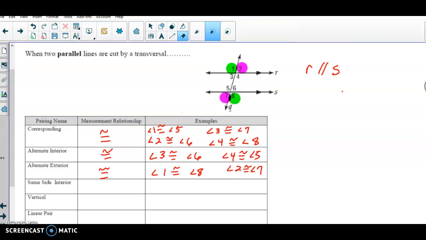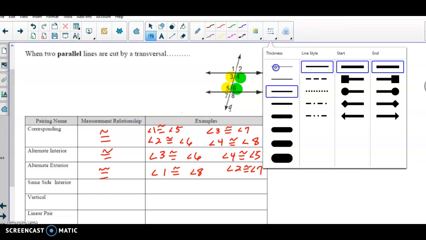Same side interior. Our same side interior pairs would be 3 and 5, 4 and 6. Okay, so notice when you put those pairings together, 3 and 5, one of them is acute, one of them is obtuse. So they're not going to be congruent to each other. 4 and 6 are not going to be congruent to each other. Those angle pairings are going to be supplementary.